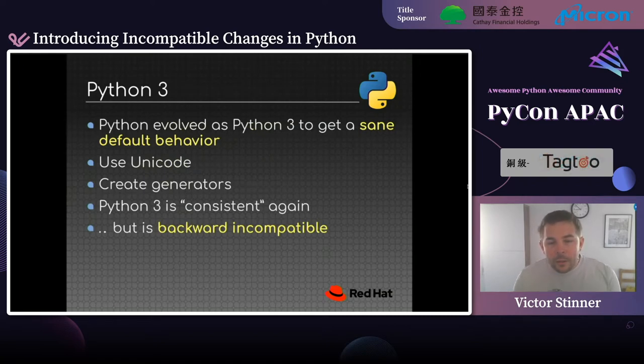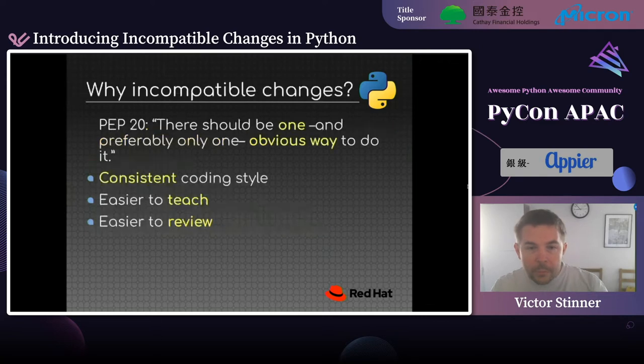So Python 3 is a new language somehow, and the Python language evolved in Python 3 to get the same default behavior. So, as I said, to use Unicode by default, to create generators, to implement the iterator protocol on all built-in types. And thanks to these changes, the whole language becomes consistent again. But the big issue with that is that compared to Python 2, Python 3 is backward incompatible. So the question is, why do we need incompatible changes?